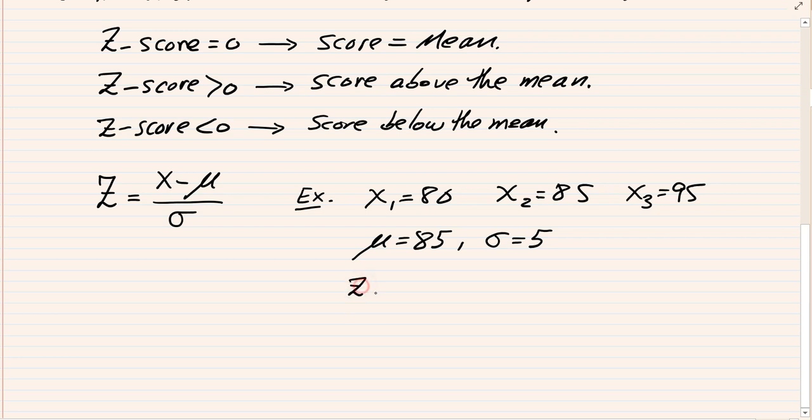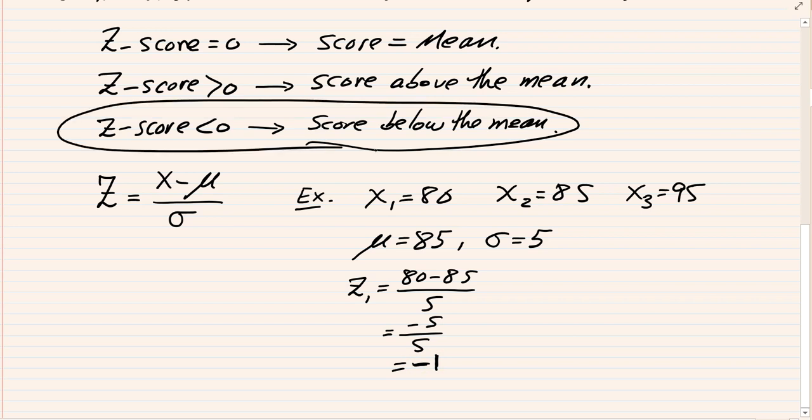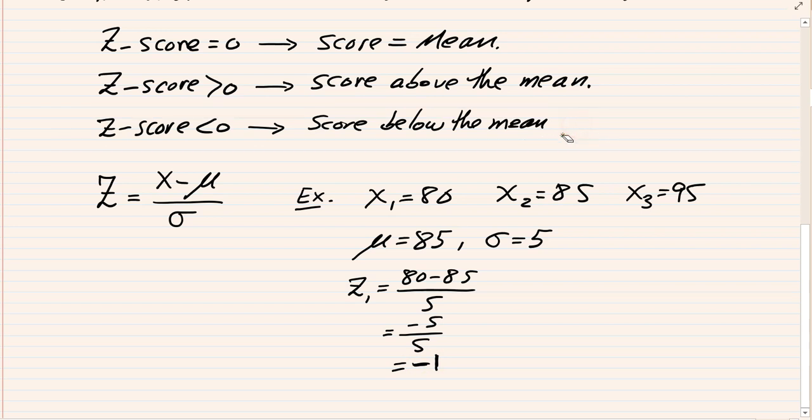So a z-score, my score of 80, z sub 1 is now going to be 80 minus 85 divided by 5. And that z-score turns out to be negative 5 over 5, or negative 1. And all that means is that I am 1 deviation below the mean. See, negative z-score means I am below the mean. And that's all the z-score does, really.